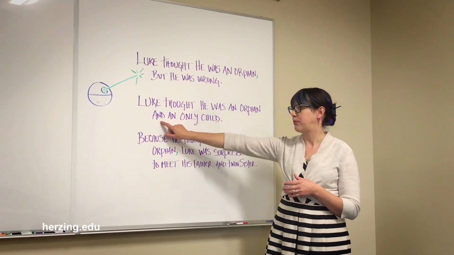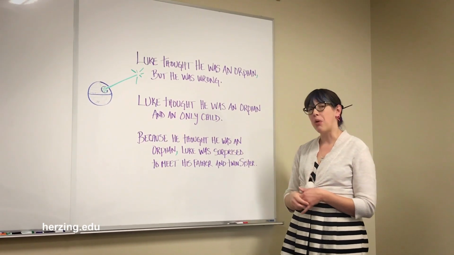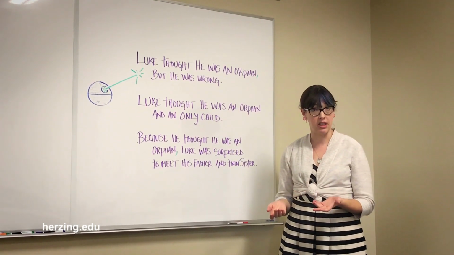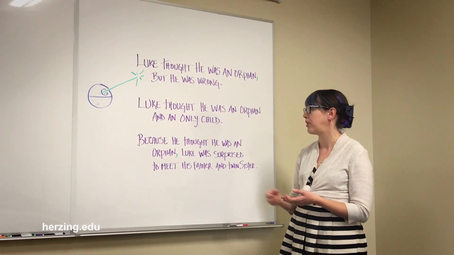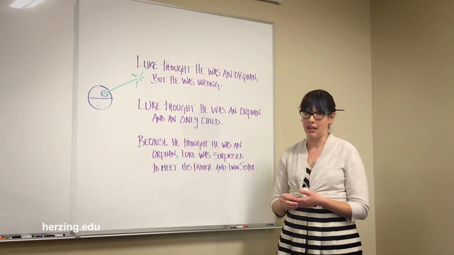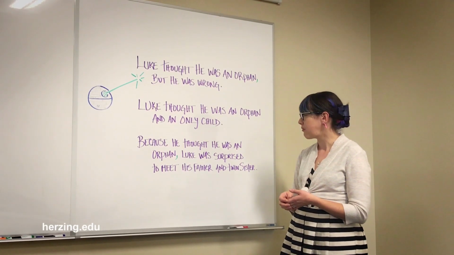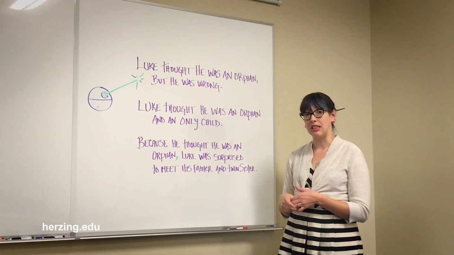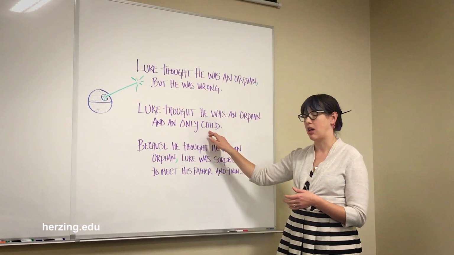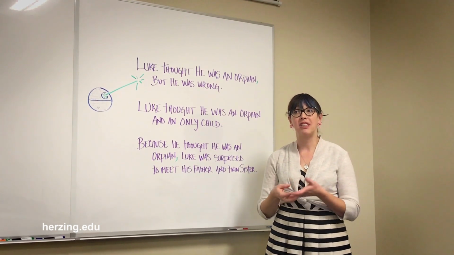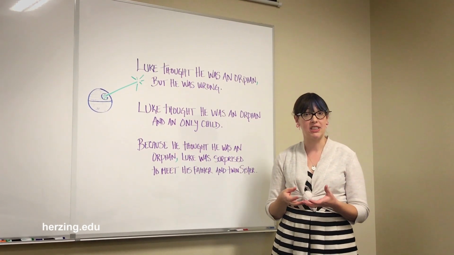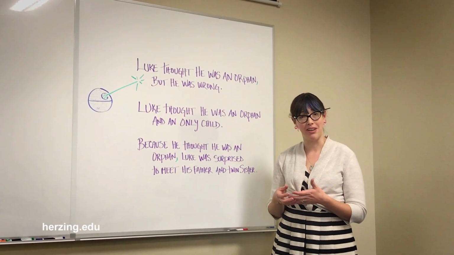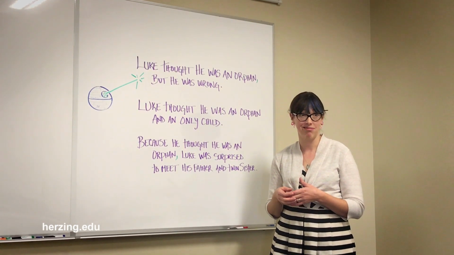In our second sentence, Luke thought he was an orphan and an only child. We still have a conjunction. We have our and, our joining word. But we don't have two independent clauses. Luke thought he was an orphan is an independent clause. It's a complete sentence all on its own. But an only child is not a complete sentence. It's not a complete thought. What we have here instead of two independent clauses is an independent clause and a dependent clause. A dependent clause is the part of the sentence that relies on the rest of the sentence to make sense. So it's dependent on the independent clause, and the independent clause is independent. It's not dependent on anything.